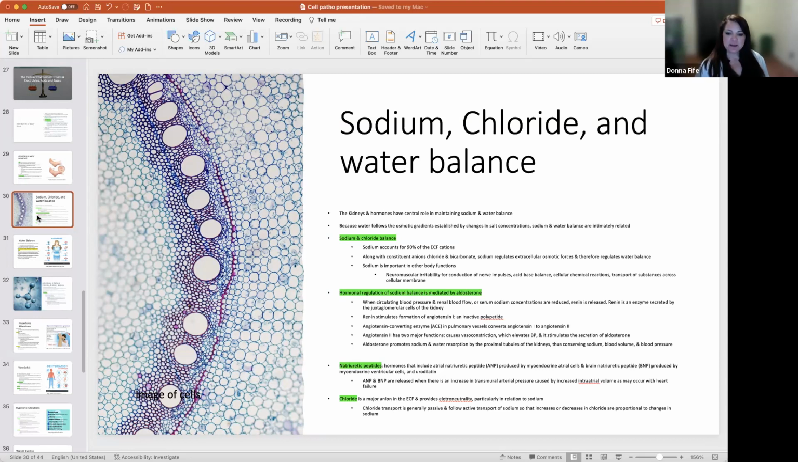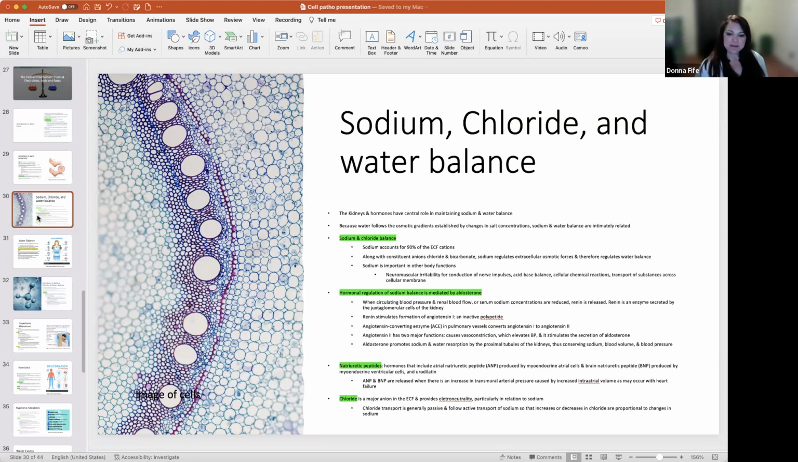Angiotensin converting enzyme, or ACE, in the pulmonary vessels converts angiotensin 1 to angiotensin 2. Angiotensin 2 has two major functions. It causes vasoconstriction, which causes the blood pressure to go up, and it stimulates the secretion of aldosterone. Aldosterone, now this promotes sodium and water reabsorption by the proximal tubules of the kidney. So this helps to conserve sodium, blood volume, and blood pressure.